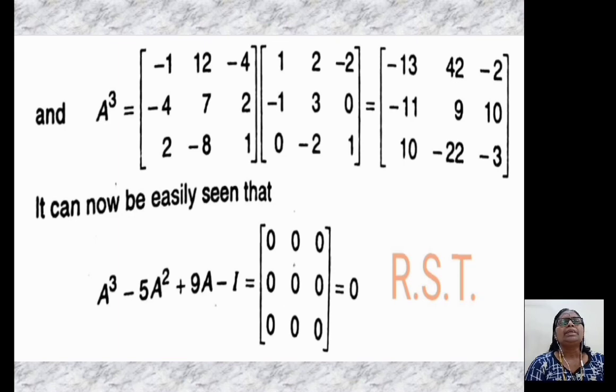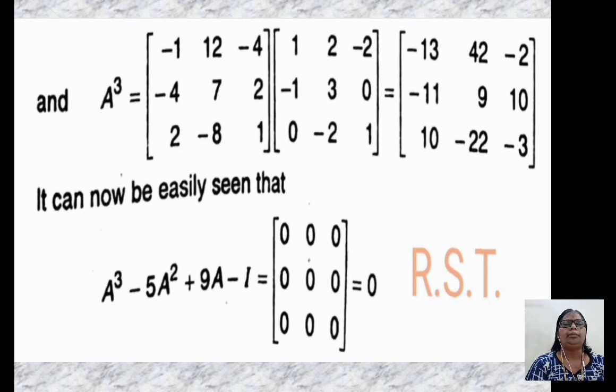Now we simplify this equation, A cube minus 5A square plus 9A minus I. Substituting the above values in this equation, we get a null matrix of order 3 by 3, whose value is 0. Thus we get A cube minus 5A square plus 9A minus I equal to 0. That means every square matrix satisfies its characteristic equation. This is proved here.